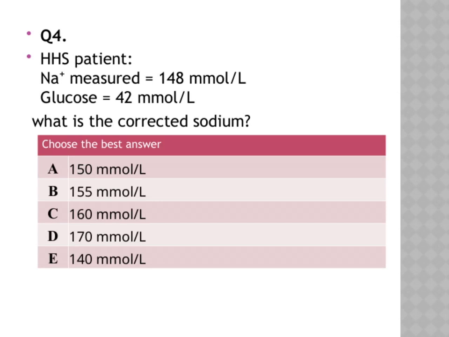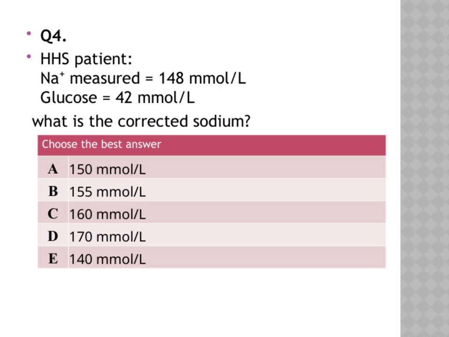Okay, let's walk through this question. We have a patient with hyperosmolar hyperglycemic syndrome, or HHS, and their measured sodium is 148 mmol per liter. Their glucose level, however, is quite high at 42 mmol per liter. When glucose is that elevated, it can actually cause a dilutional effect on sodium levels, making the measured sodium appear lower than it truly is.